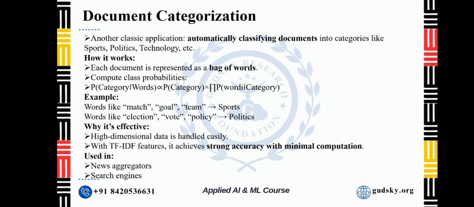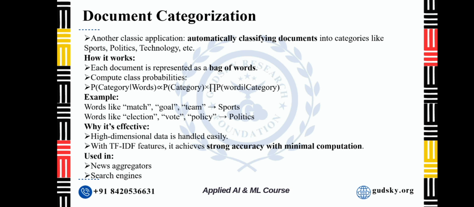Represent each document as a bag of words, just counts of how often each word appears, and compute class probabilities: P(category | words) is proportional to P(category) times P(words | category). The class with the highest probability becomes the predicted category. For example, words like match, goal, team strongly point to sports. Words like election, vote, policy indicate politics.